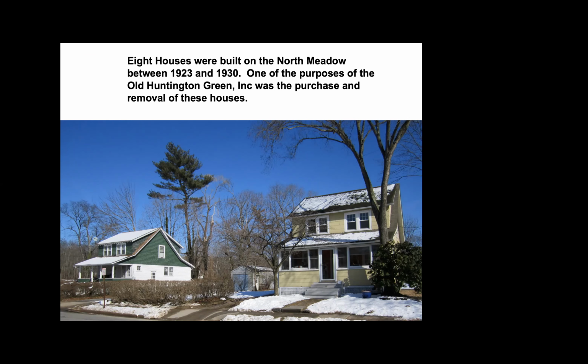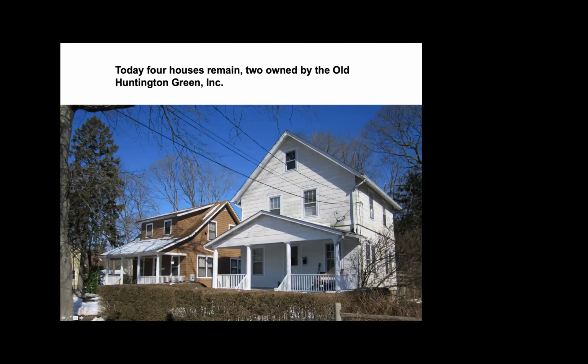2 are owned by Old Huntington Green. This greenhouse is owned by Old Huntington Green, and the yellow house is privately owned. And here, the brown house is owned by Old Huntington Green, and the white house is privately owned. Old Huntington Green's intention is, once they pay off the mortgages, they're renting these houses out now, they will donate them to the town. The houses will be torn down and we will have increased green space.